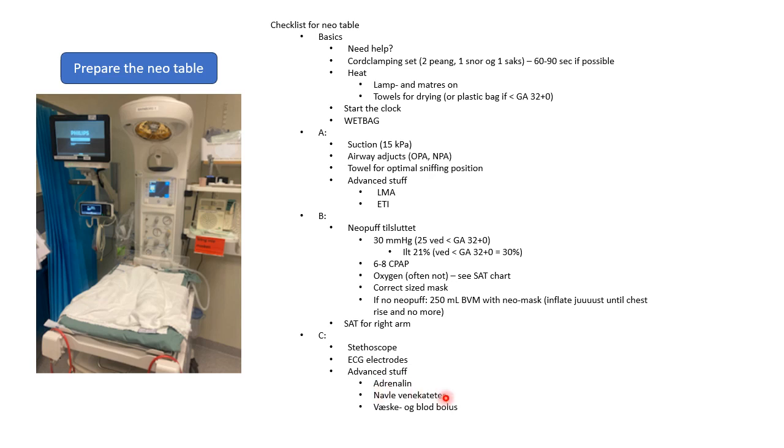So this is the better way: you can put a line, like a PVK, a peripheral venous catheter, into the vein in the navel as well. And you want a fluid bolus ready. It's really rare that we need C things. It's usually just A things that are important.